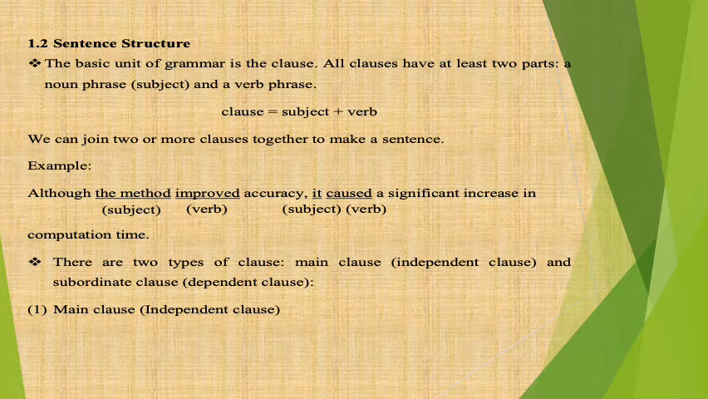The first one is the method, it's the subject, and improved is the verb, the main verb. The second one also, it caused, here we have the verb and it is the subject. There are two types of clause, main clause, independent clause and subordinate clause, dependent clause. The subordinate clause means the secondary clause, but the main clause or independent clause is the main clause.